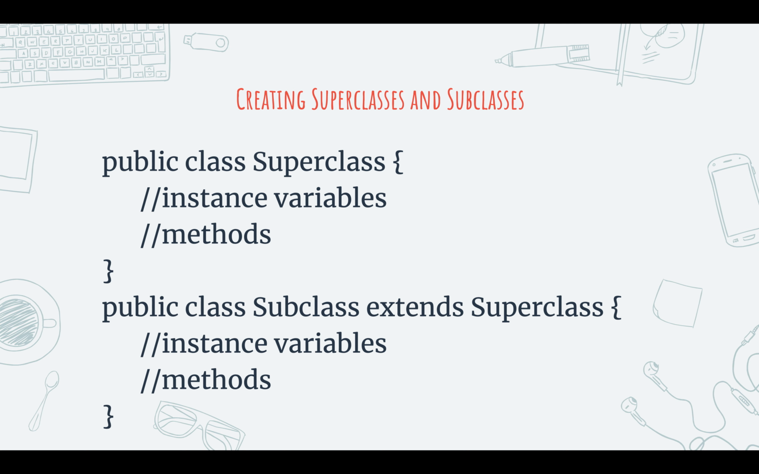So when you're creating superclasses and subclasses, what you would do is use the extends keyword. So we have a public class superclass, and it will have its respective instance variables and methods. And then the public class subclass will extend superclass. So you would use the extends keyword after you have the public class declaration with the identifier of the subclass, and then you use the identifier of the superclass when you're extending beyond the superclass with the subclass.